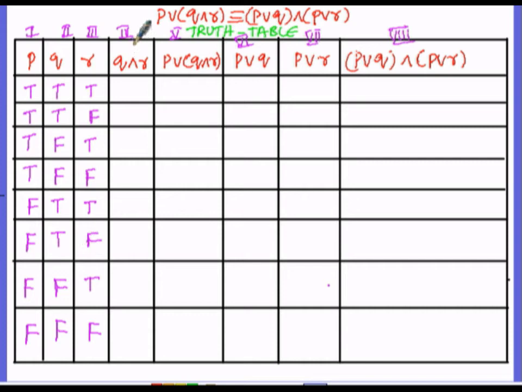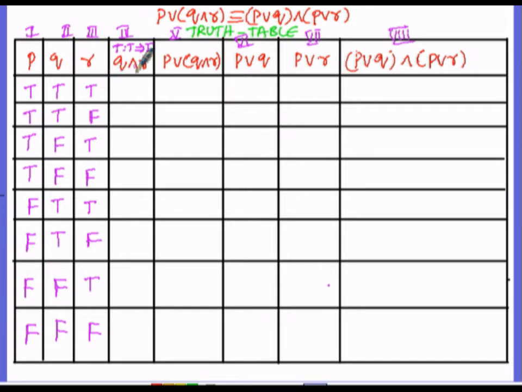In the fourth column we have to find Q and R. The connective indicates conjunction. In the case of conjunction, if the first statement is true and the second statement is also true, then the conjunction will be true. We have to look under the Q and R statements: Q is under the second column and R is under the third column. We have to see the second and third columns.